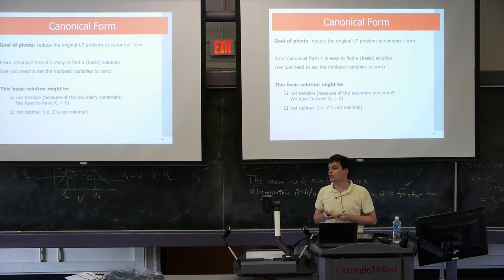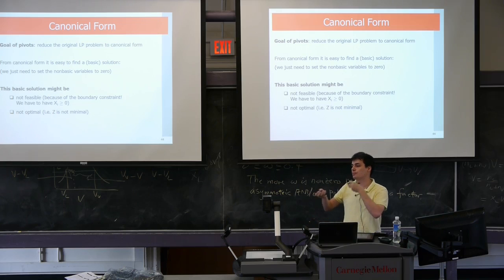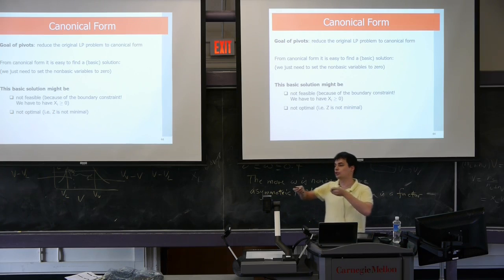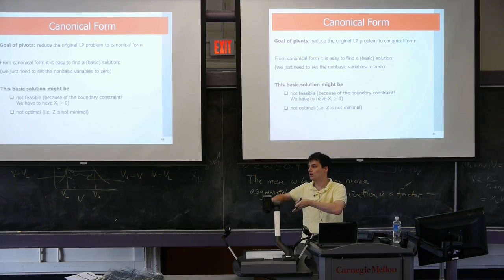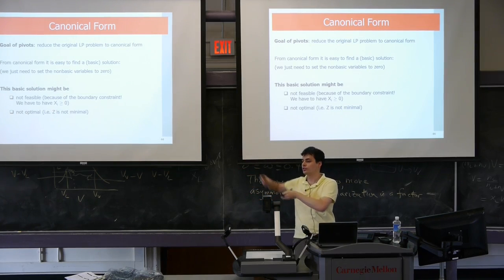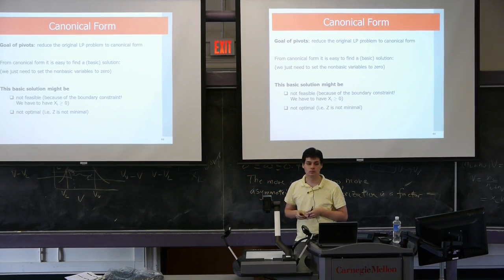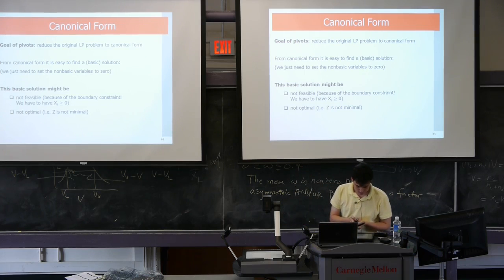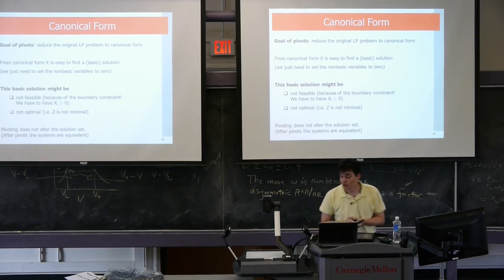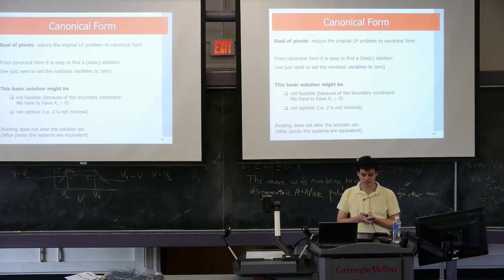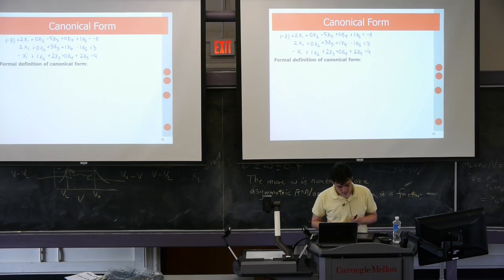So what we are going to do with the simplex algorithm is to choose the pivots in such a way that the solution will always be feasible, and at some point we will get to the minimum of the problem. Okay? So here is a formal definition of the canonical form.